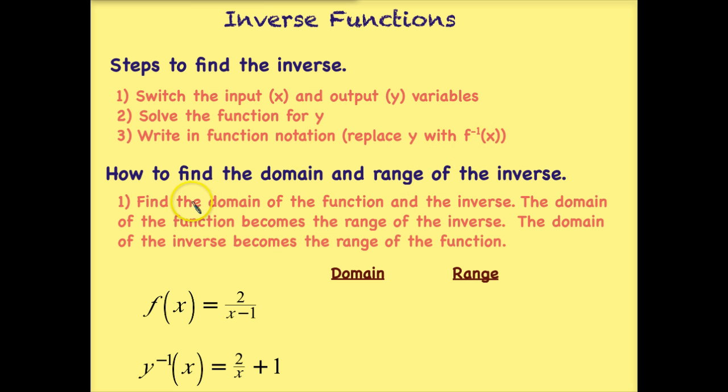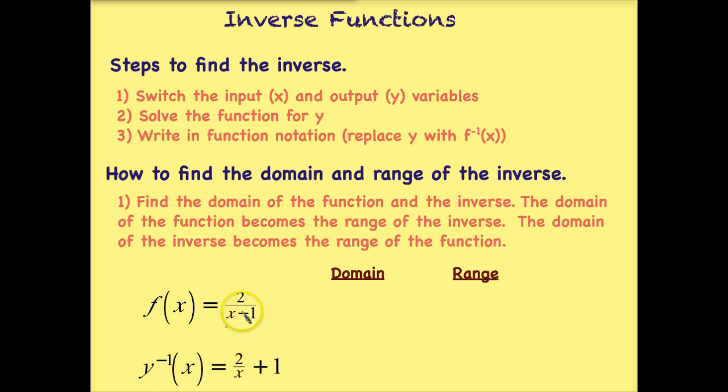We also want to identify domain and range of our inverse and of our original function. So we have a trick that we can use. We can find the domain of the function and the inverse. Then we take the domain of the function, and that becomes the range of the inverse. And then we take the domain of the inverse, and that becomes the range of the function. The reason we look at domain is because domain is easy to find. On the other hand, range is more difficult.